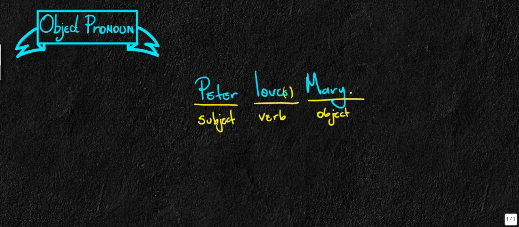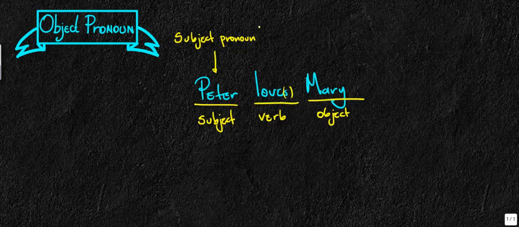Now, let's say that I'm writing a paragraph, and in this paragraph, I mention the name Peter. And I mention the name Peter many times. I say Peter, Peter, Peter, but I don't want to repeat the name Peter again. Well, what I have to do is I have to substitute Peter with what we call subject pronouns.